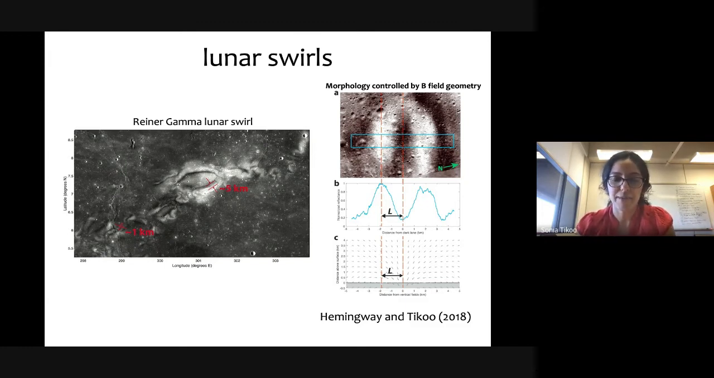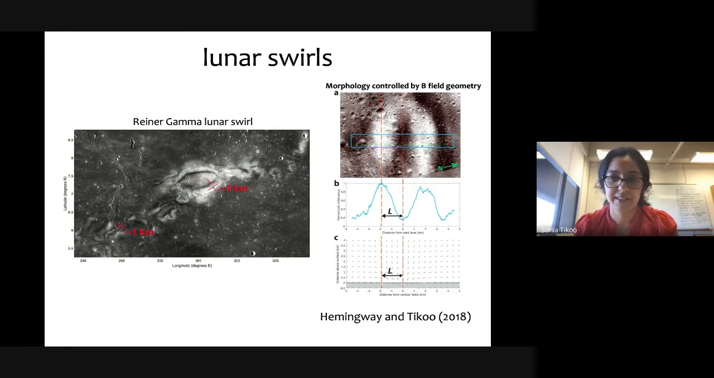And so the running hypothesis is that the morphology of the lunar swirl and how it appears on the surface may be controlled by the geometry of the magnetic field in that region. So the idea is that there's probably some very strongly magnetized source body underneath the surface, and then the field from that body is somehow affecting the formation of the swirl. And there's sort of two main hypotheses for how this could happen.